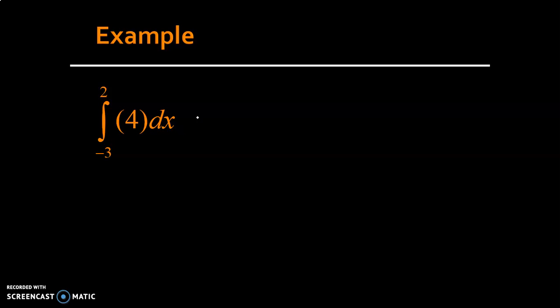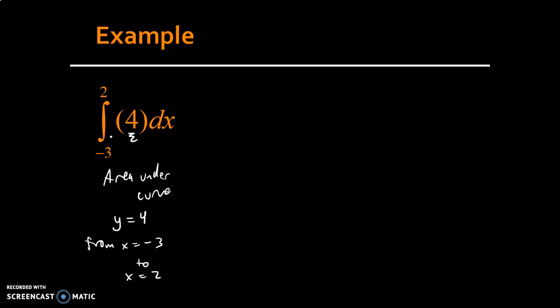All right, so let's do some calculus. I want to know the value of the integral from -3 to 2 of 4 dx. So basically, I want to know what is the area under the curve, and the curve we're talking about here is this function. So y equals 4, the area under that curve from x equals -3 to x equals 2. The limits are always going to be values of this variable. So in this case, these are x values.